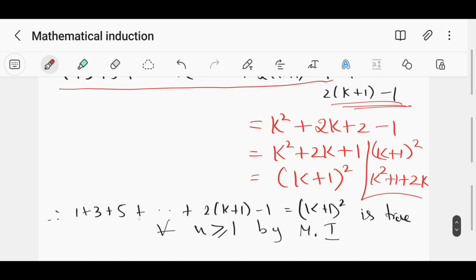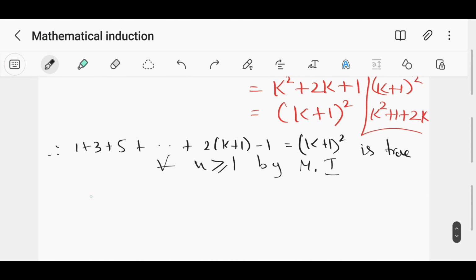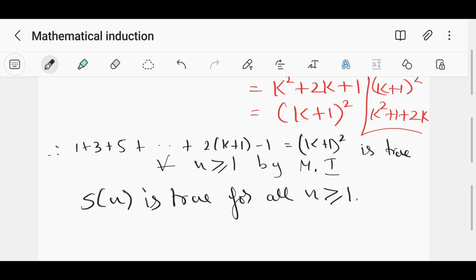So 1 plus 3 plus 5 plus so on plus 2k plus 1 minus 1 is equal to k plus 1 the whole square is true for all n greater than or equal to 1 by mathematical induction. So hope you have understood. So we will solve another problem here. So here in the last you can write S of n is true for all n greater than or equal to 1.